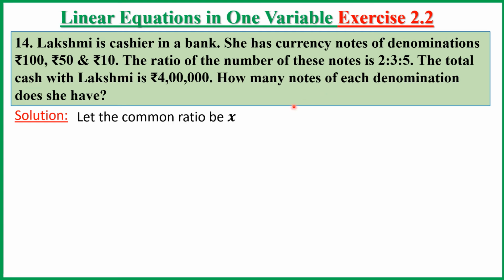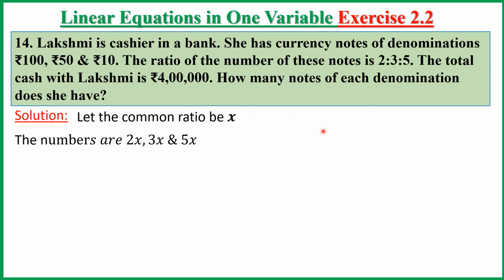So let the common ratio be x. Here they have given 2:3:5, that is 100 rupees for 2, 50 for 3 and 10 for 5. That is, the numbers are 2x, 3x and 5x. Now what they are asking is how many notes of each denomination. We know the value of the note and we know the total value of our notes, that is 4 lakh. But we don't know how many 100 rupee notes she has, how many 50 and how many 10.